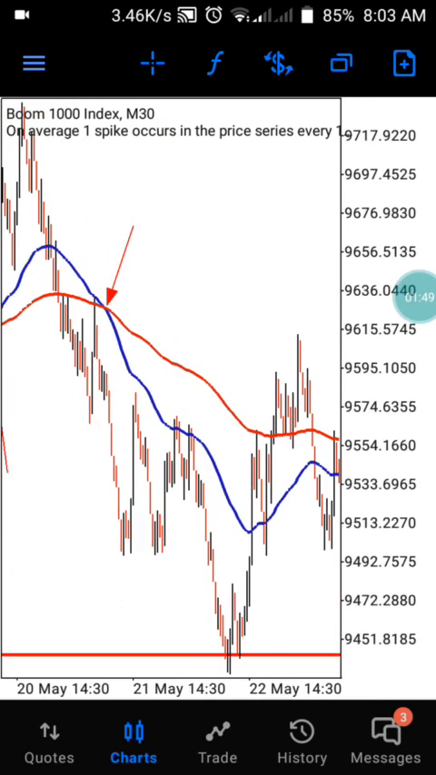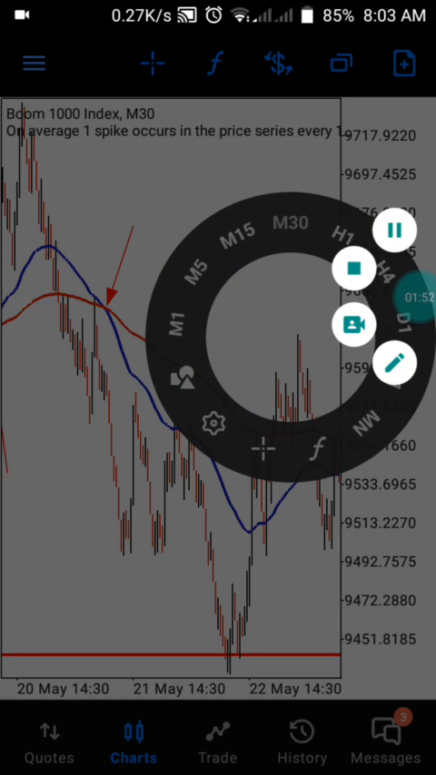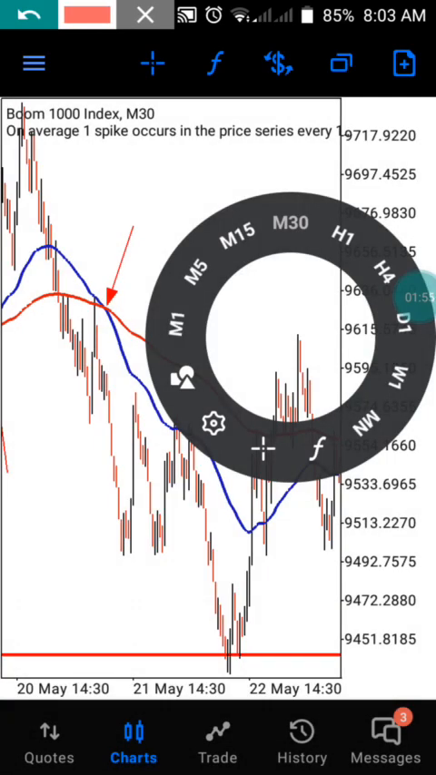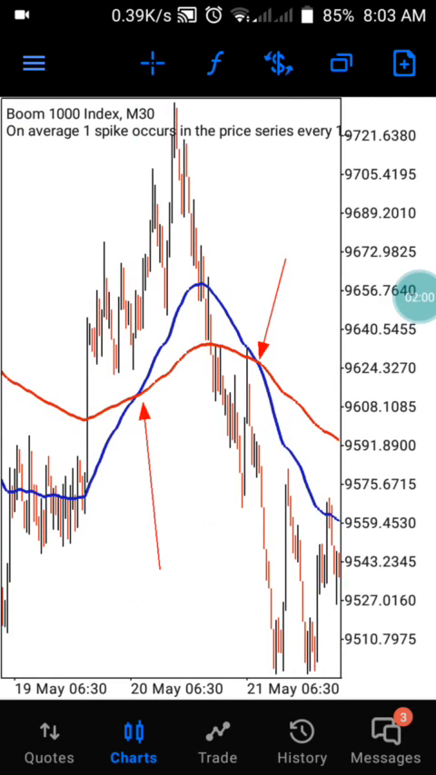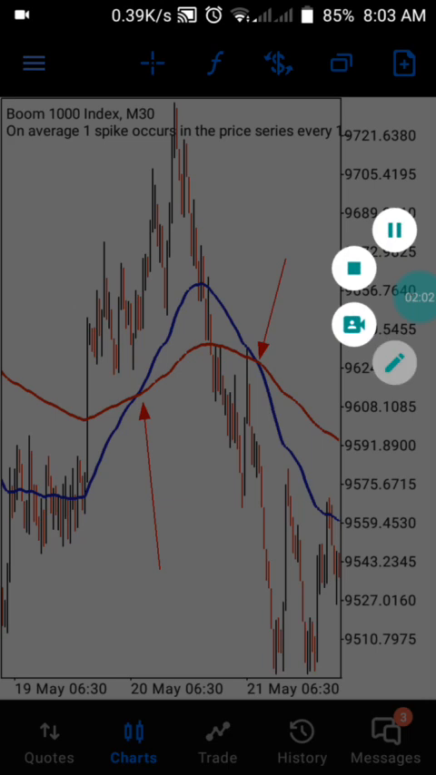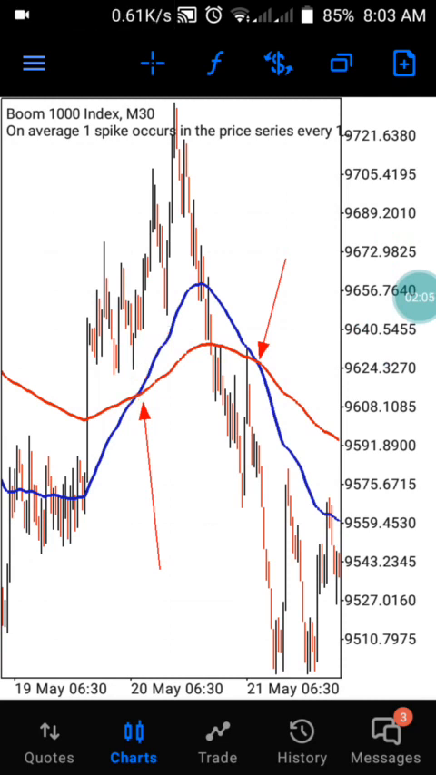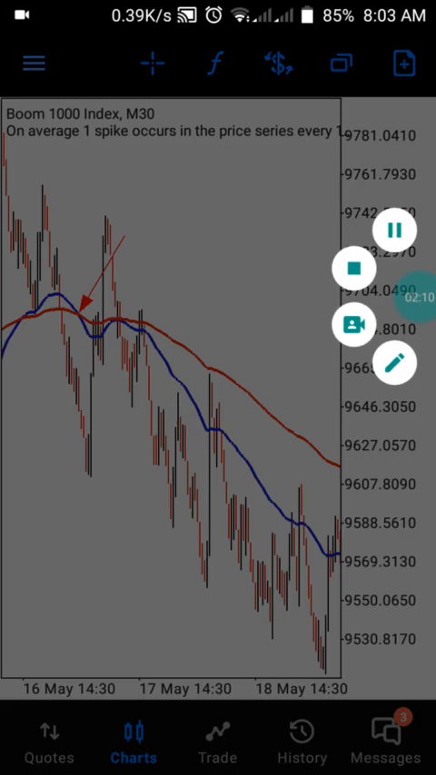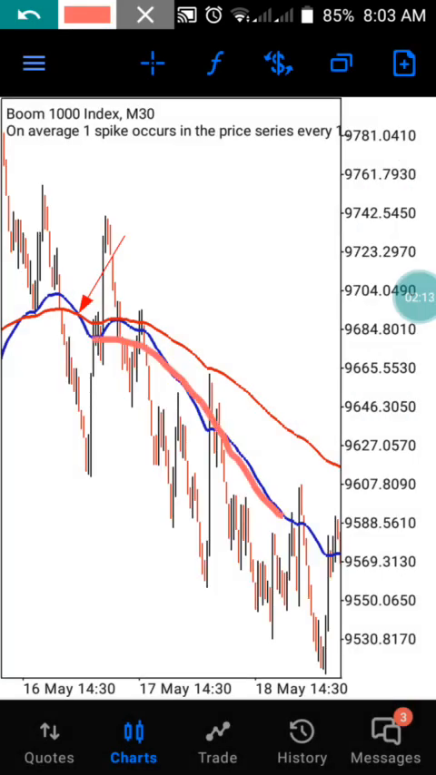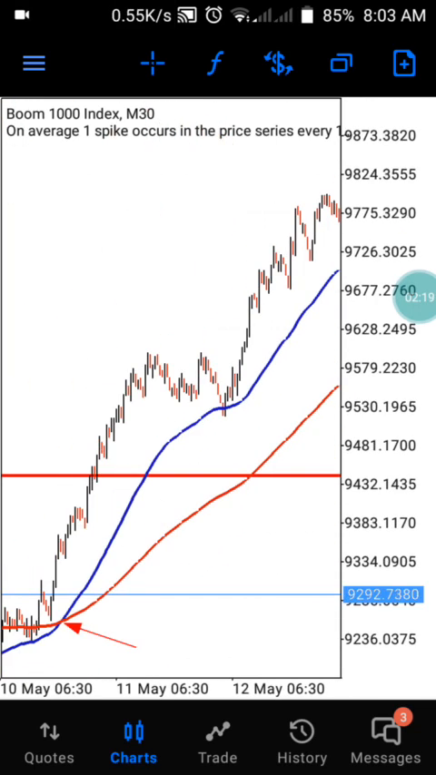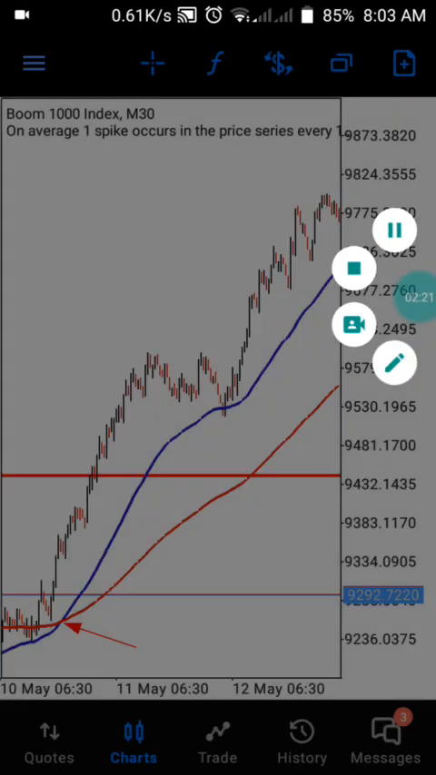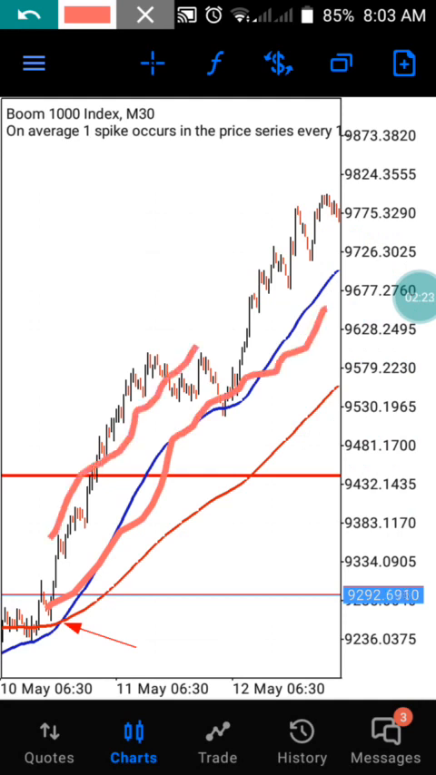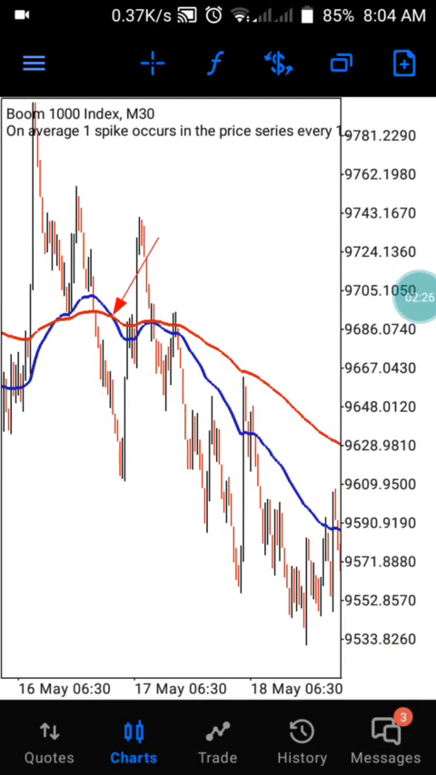So anytime we have our blue 9 crossing down on a downtrend like this, it means we are having a downtrend. And anytime we have our blue 9 crossing over, it means we are having an uptrend. So you see what happened here exactly: our blue on a downtrend is giving us a downtrend price, and when it is on the uptrend, like what we have here, it means we have our price on the uptrend. That's exactly what happened with this strategy.